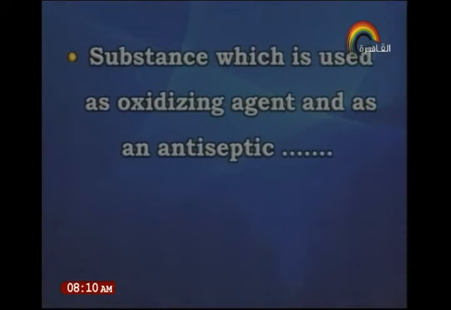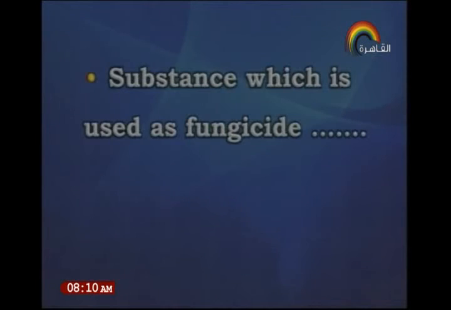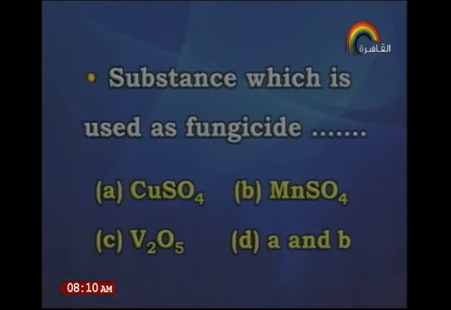Next point, substance which is used as oxidizing agent and as antiseptic. Is it chromium oxide, potassium permanganate, manganese dioxide, or vanadium pentoxide? If you think about the answer, you will find the answer, it will be potassium permanganate. Next point, substance which is used as fungicide is copper sulfate, manganese sulfate, vanadium pentoxide, A and B. Yes, if you think about it, you will find the answer, it will be A and B.